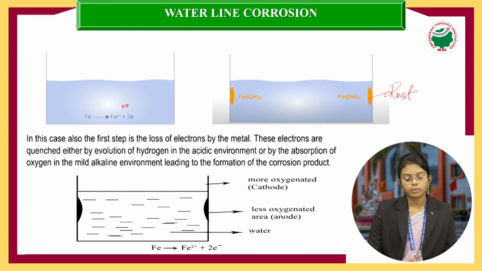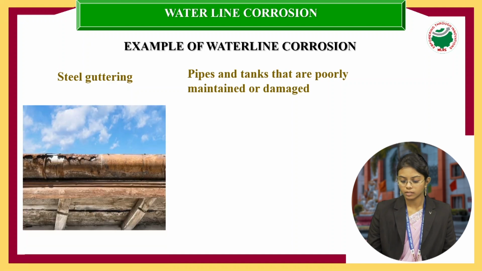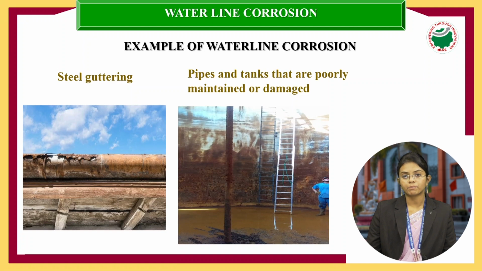In the first step, we see loss of electrons, and these electrons are quenched in two ways: either by evolution of hydrogen or by the absorption of oxygen, which leads to the formation of the corrosion product, and here our corrosion product is rust. So this is about waterline corrosion. Examples include steel, and if pipes and tanks are poorly maintained, they will be damaged by waterline corrosion.